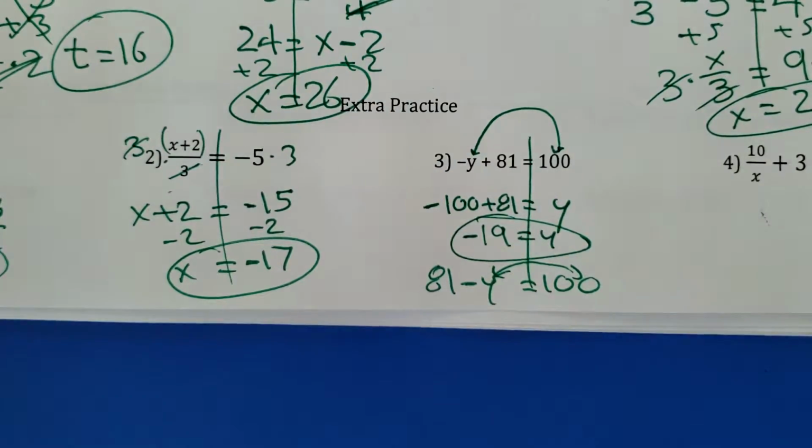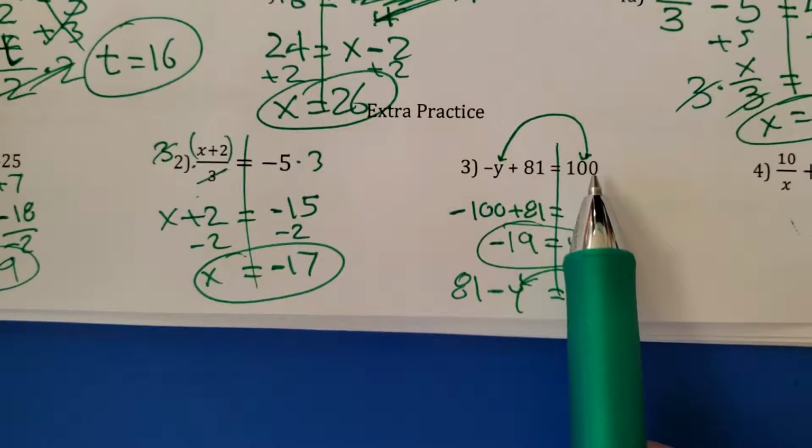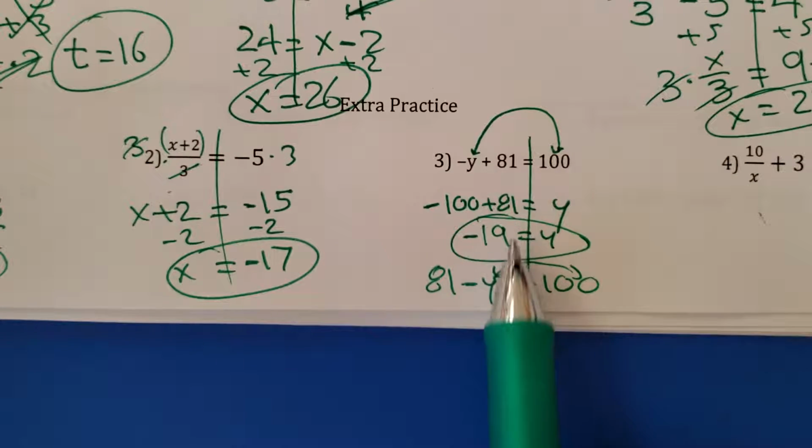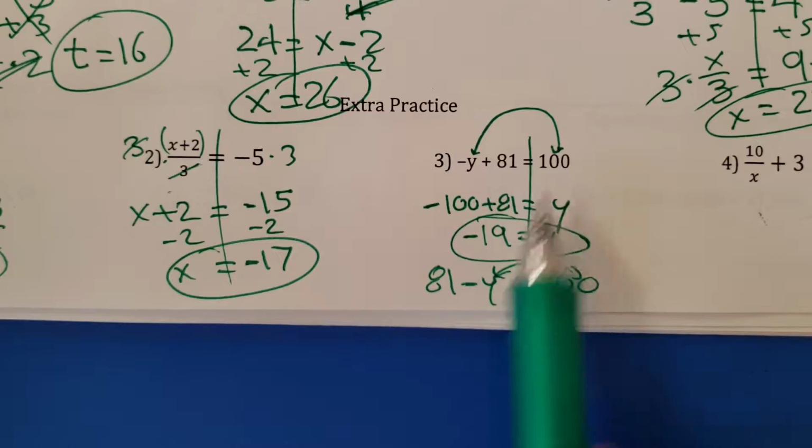I think negative 19. There we go. Negative 19. Yeah, because 81 is smaller than 100, so it's a negative. Oh, a negative 19. Yeah, plus 81 would make 100.